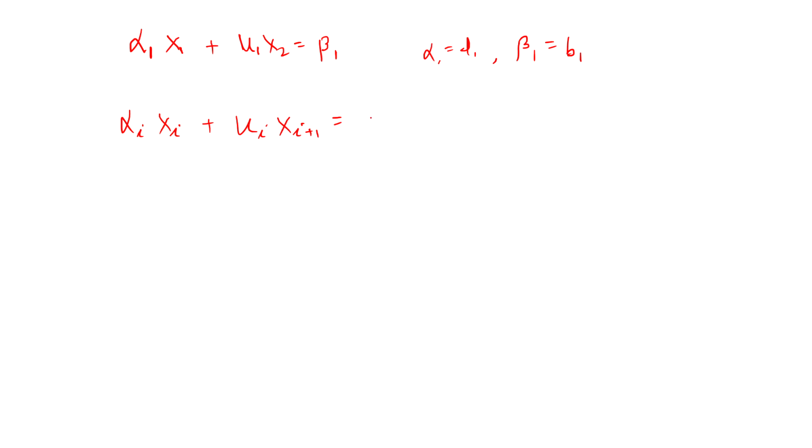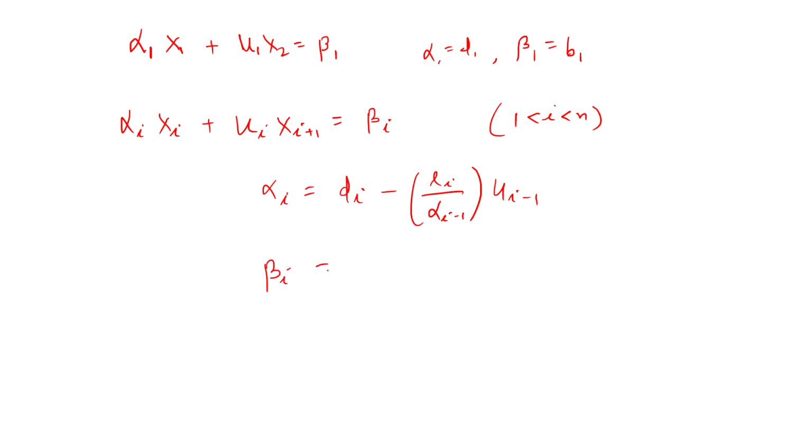So let me give you this. This is my first equation, alpha 1 x1 plus u1 x2 is equal to beta 1, where alpha 1 is equal to d1, beta 1 is equal to b1, and then alpha i xi plus ui xi plus 1 is beta i, where i is going from 1 to n, and alpha i is given as di minus li upon alpha i minus 1 times ui minus 1, beta i is nothing but bi minus li upon alpha i minus 1 times beta i minus 1.